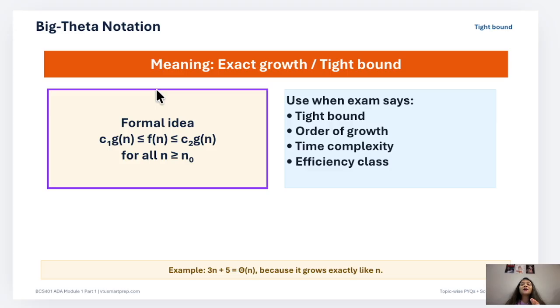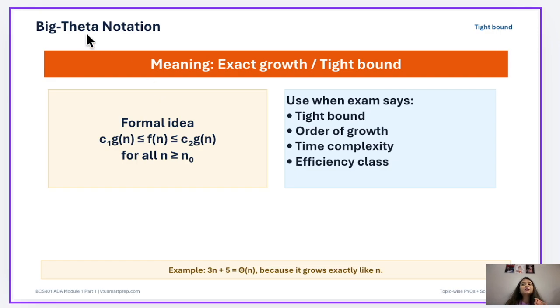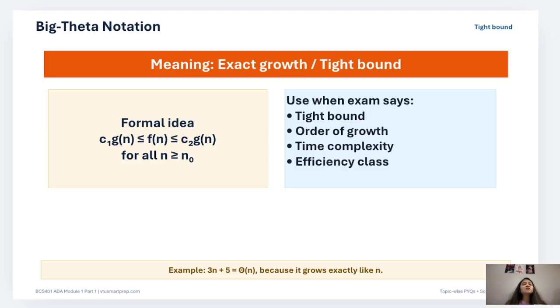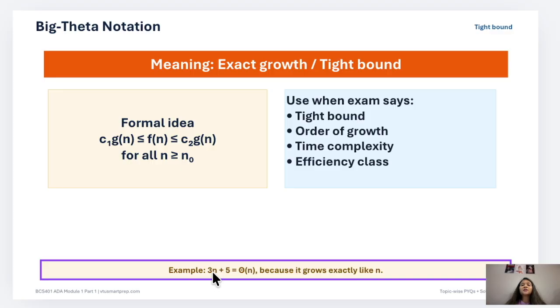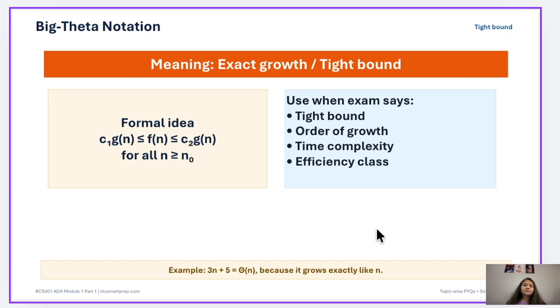So whenever they are asking you to write the exact growth for a specific program or a specific algorithm, at that time you have to make use of big theta notation. Clear? So along with the example, you can just explain. So here again the same example, it is 3n plus 5. I told you, you have to ignore the constant values. So the n value gives the exact growth. So it is nothing but theta of n, because it grows exactly like n.